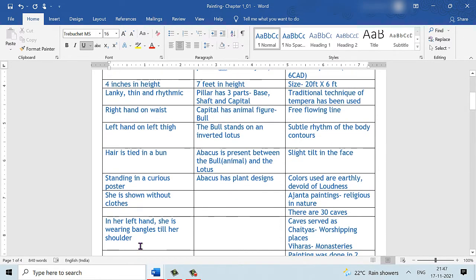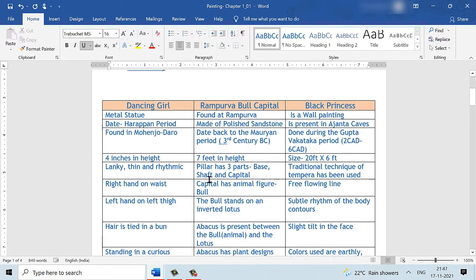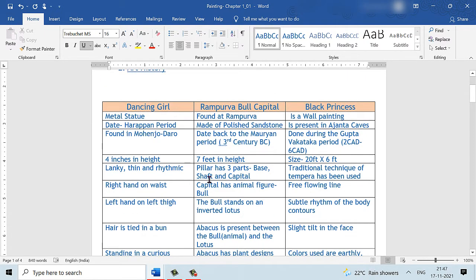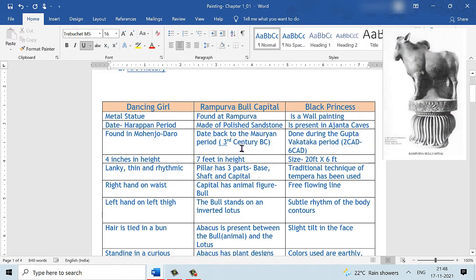I also want to bring to your attention that the questions that will appear in the exam will be of 2 marks, and the maximum is 3 marks. So it will be good enough if you write around 5 to 6 points, which I have tried to cover here in these notes. The next one is the Rampurwa bull capital.